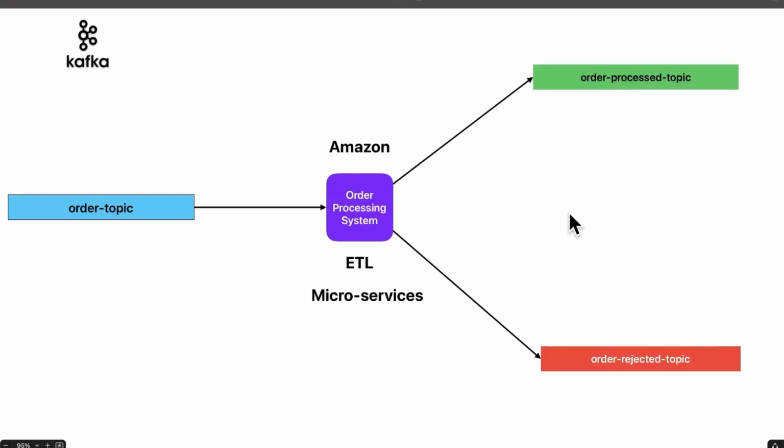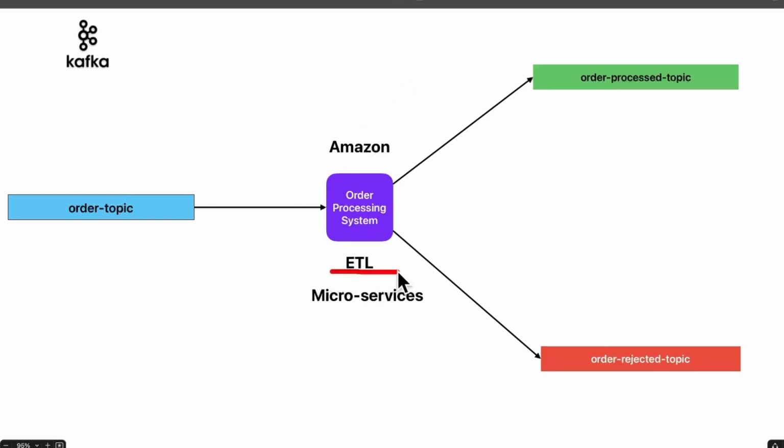Imagine you have an order processing system based on Kafka infrastructure like this. You have an order topic, then you have an order processed topic which is for successfully processed orders, and you have an order rejected topic. And think of the Amazon order processing system. In the middle it is sitting.